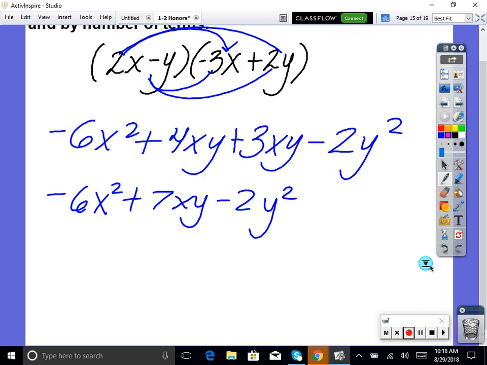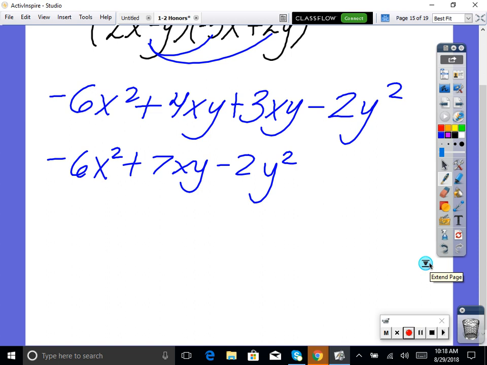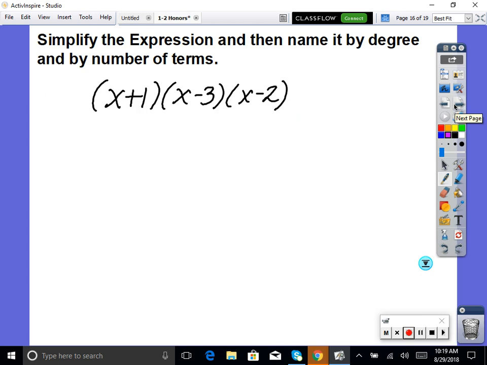Fun fact for you. If I said put this in standard form, it doesn't matter the order. Here's why. This is degree 2. This is degree 2. This is degree 1 and degree 1. Since it's being multiplied, it's still degree 2, technically. Just so you know. So it doesn't matter the order. So let's just leave it.